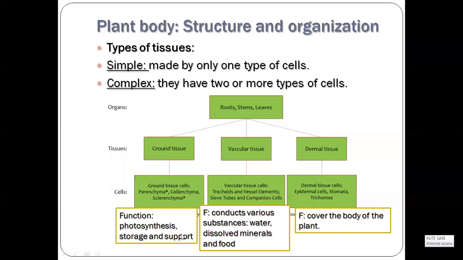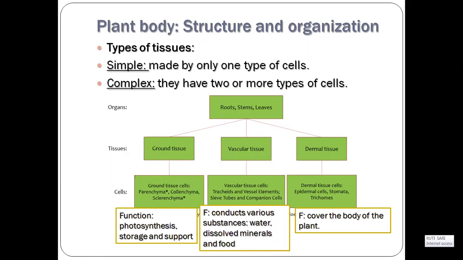Okay, if we think about photosynthesis, what will be the color of this tissue? ¿Cuál sería el color de este tejido si estamos diciendo que la función es fotosíntesis? Green. Why? ¿Por qué tiene que ser? Okay, green, because they have chlorophyll.